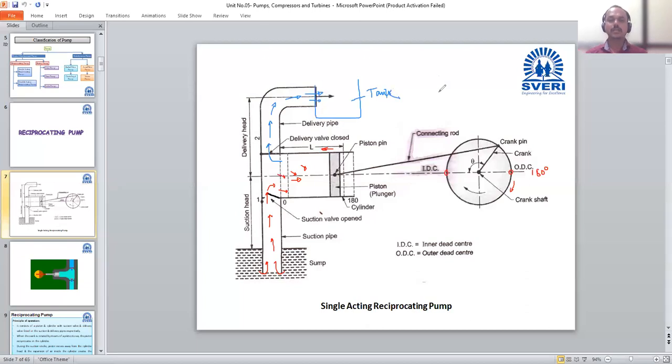So this is the simple process of the single acting reciprocating pump. So in a single acting reciprocating pump, to complete one cycle of the pump, it requires 2 strokes. Okay, first one is the suction stroke and another one is the delivery stroke.